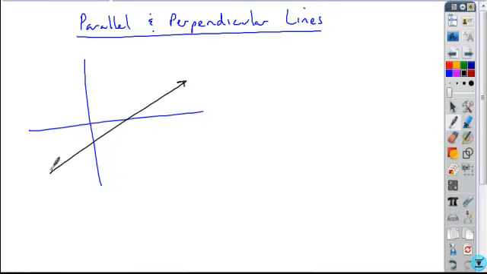All right, so let's say we start with just a generic line, and this line has a slope, let's say, of A over B. That means for every rise of A units, the run is B units.